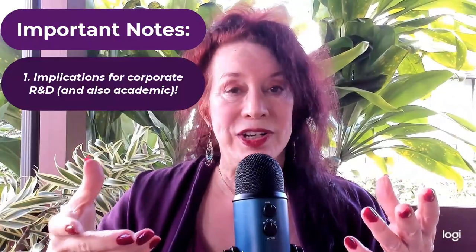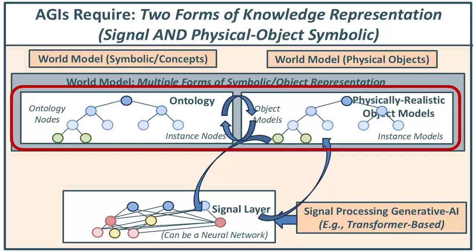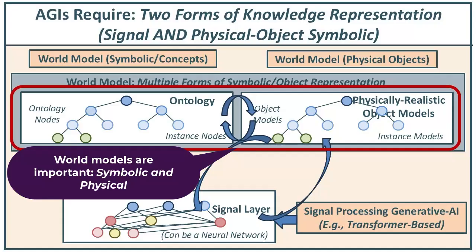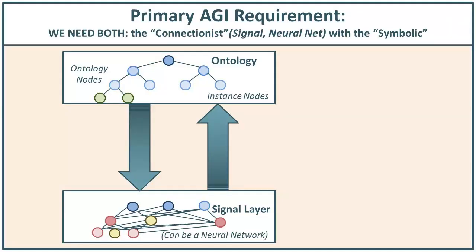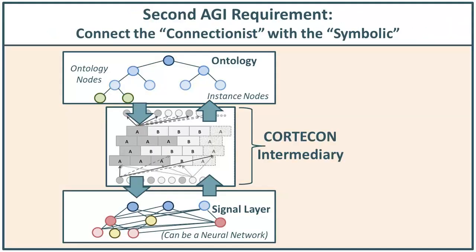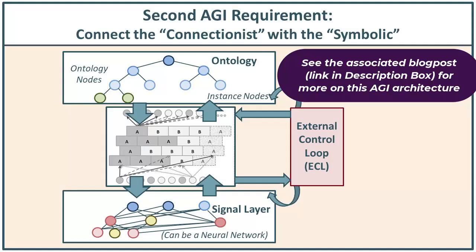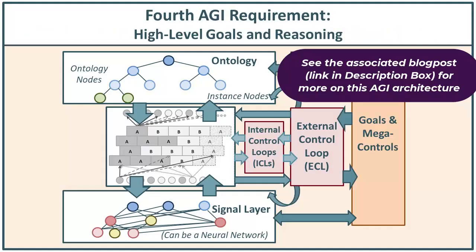Number one, huge implications for the companies that intend to lead in the AGI space, because it's clear that we're going to need more than just generativity. We're going to need a whole ontological world model, symbolic representation, which includes physical object models, and we're going to need to have the interactions with them. Signal level representation, symbolic level representation, interactions. That's a whole wealth of work that needs to be done, and it's going to require multiple disciplines.